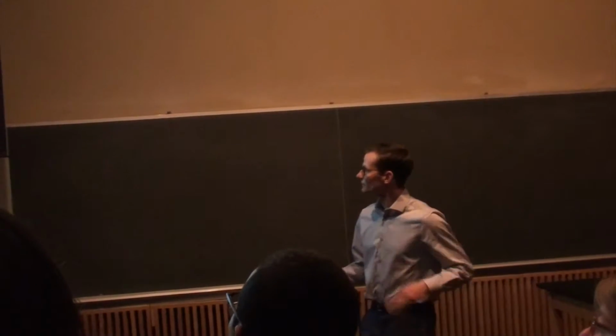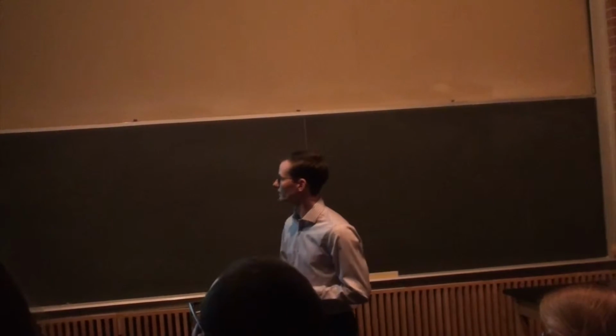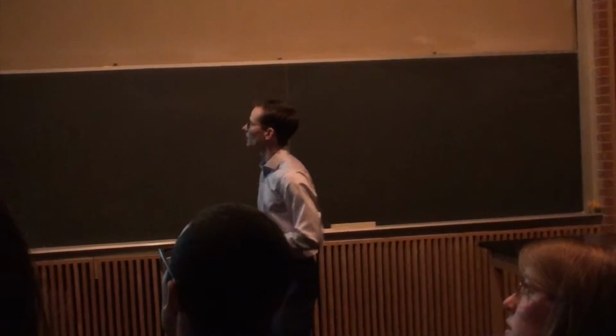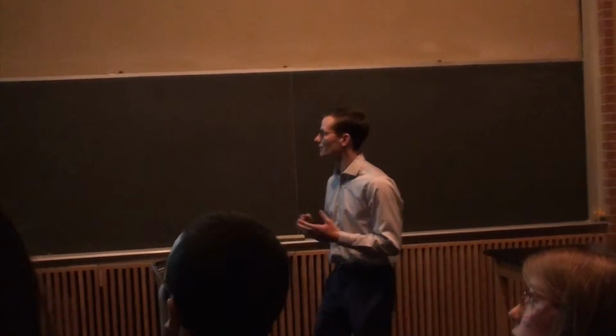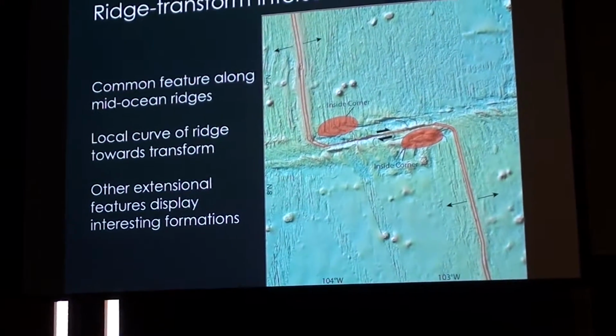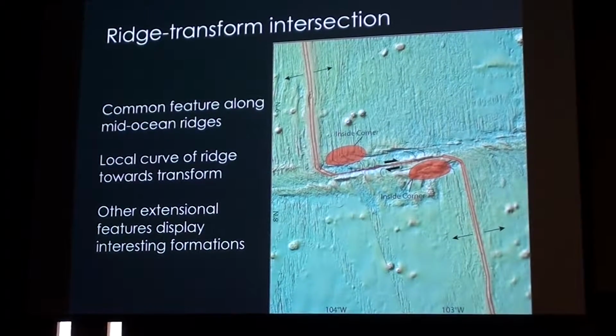Some interesting features about them are that the ridge locally curves towards the transform fault, as you can see here and here. And other extensional features also show this curving, especially in the inside corner where the stresses are greatest because it has the stresses of both the ridge and transform acting on it.